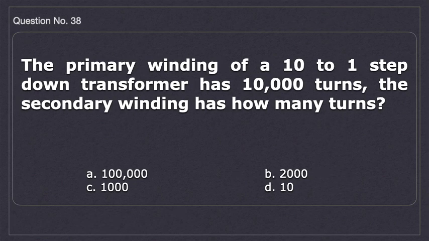Question number 38. The primary winding of a 10-to-1 step-down transformer has 10,000 turns. The secondary winding has how many turns? A. 100,000. B. 2,000. C. 1,000. D. 10. Answer, C. 1,000.